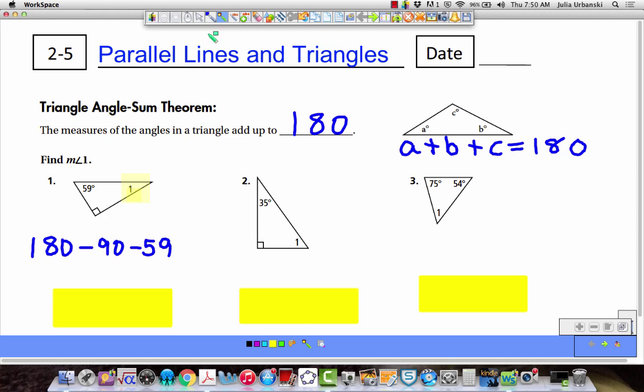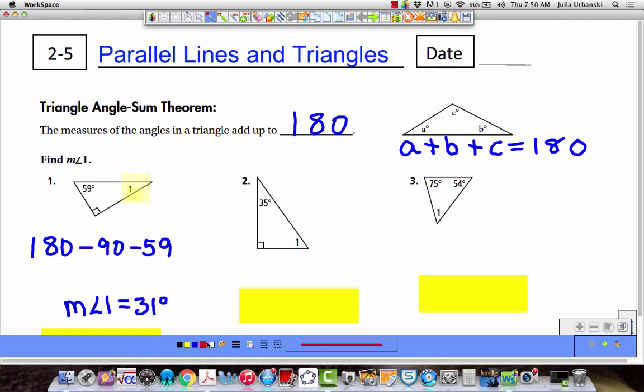We want angle 1 right there. 31. Measure of angle 1 is 31. Okay, now be careful. They're not telling you that this is 1 degree right here. This is a label. If they want to tell you how many degrees it is, they would put a degree sign. Angle 1 was 31 degrees. Alright, so try number 2 right now. You've got 35 degrees. You've got 90 degrees. Figure out what angle 1 would be.